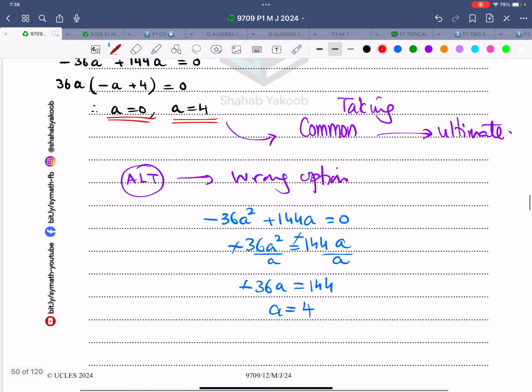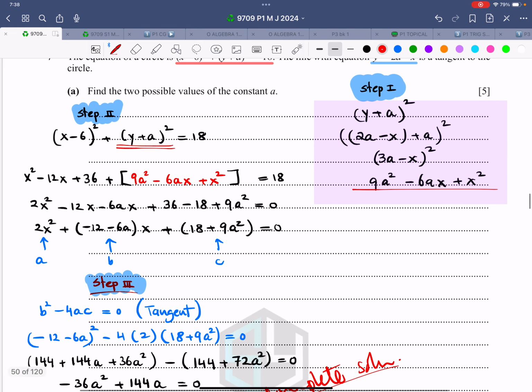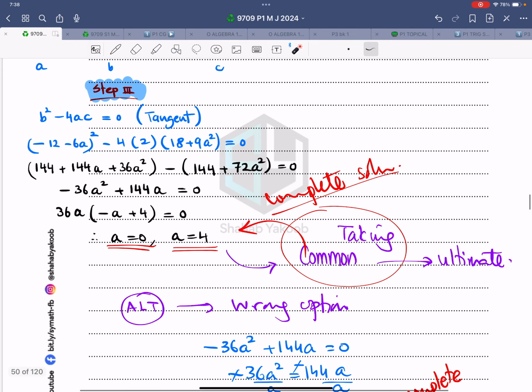So therefore, the negative cancels out, and a comes out to be 4. Now this is an incomplete solution, whereas taking common gives you the complete solution. So always remember, it's necessary to take common wherever possible. Maybe in this question, they would have said that a is a positive value, so then you would be rejecting this one. But since they're asking for the possible values, both values are possible.